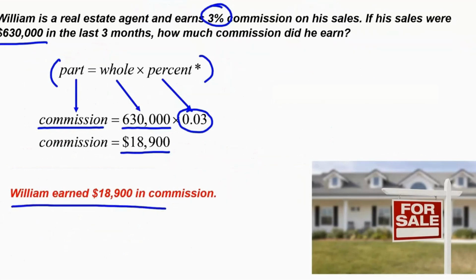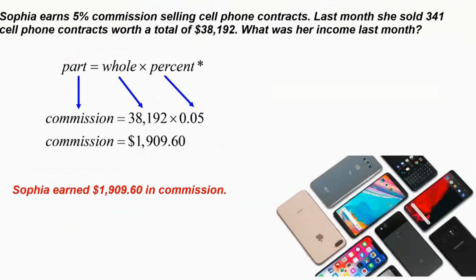So William earned $18,900 in commission on those sales. Again, very similar to tax and very similar to tips. And then finally, Sophia earns 5% commission selling cell phone contracts. Last month, she sold 341 cell phone contracts worth a total of $38,192. What was her income last month?